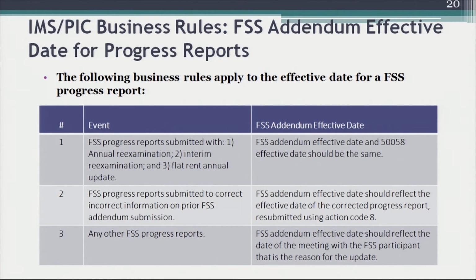When a progress report is submitted to correct an incorrect submission that was submitted on a prior FSS progress report, the effective date should reflect the date that the correction is made. For any other FSS progress report, the effective date will reflect the date of the meeting with the FSS participant that is the reason for the update.